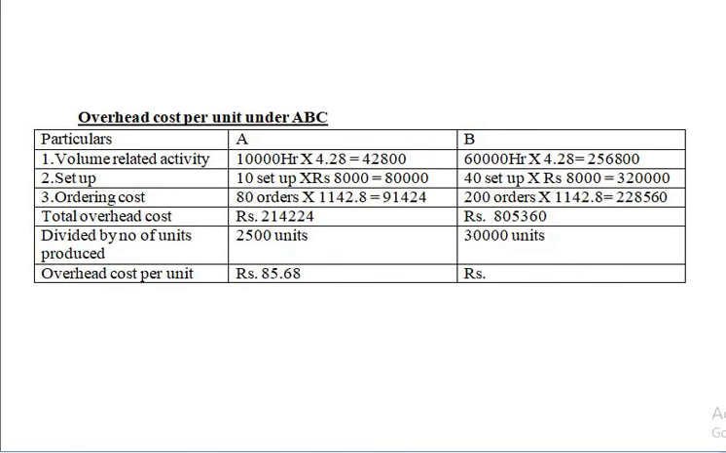Now product B, total overhead cost is 8,05,360 incurred to produce 30,000 units. Then what's the cost per unit? So 8,05,360 divided by 30,000 units. You will get 26 rupees 84 paisa. So this is the cost per unit under product B.